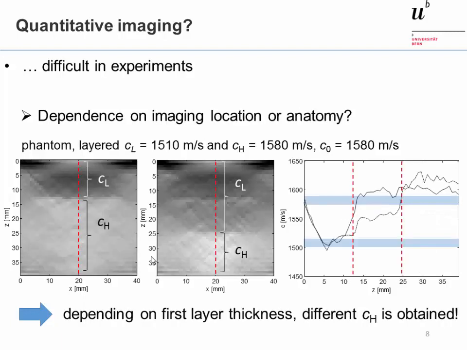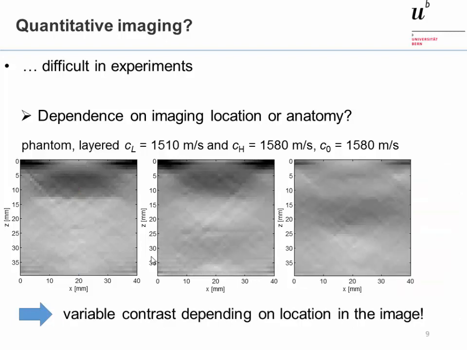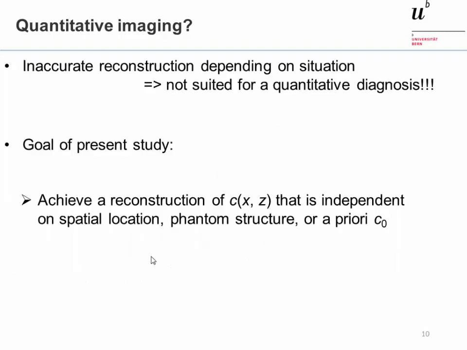And in layered phantoms, such as here, the speed of sound measured in a deeper layer depends on the thickness of the layer on top. So this would mean that the speed of sound that is measured in the liver would depend on the thickness of the fat layer, which is not good, of course. And also, there was a decrease of contrast in layered phantoms towards the lateral edges of the image. So, of course, such a technique is not suited for quantitative imaging.